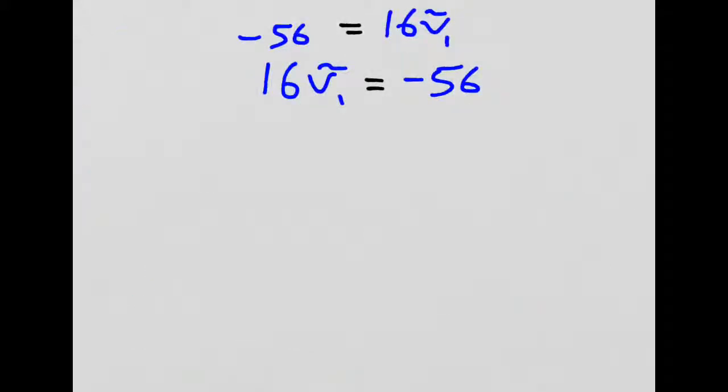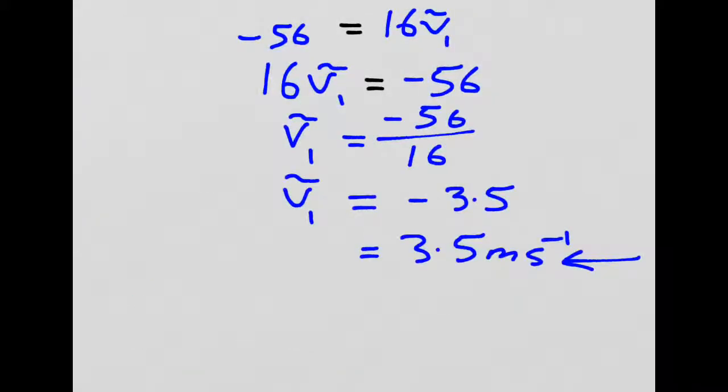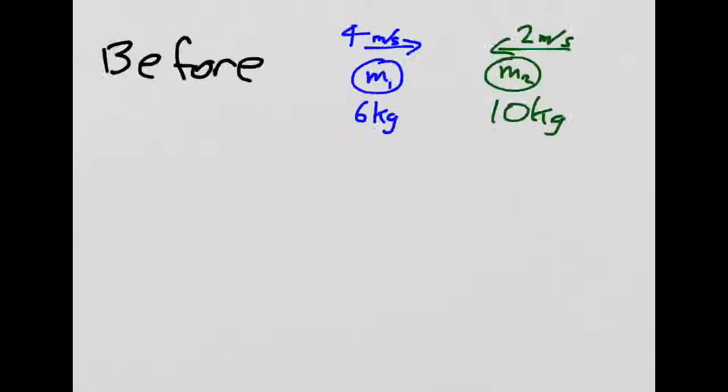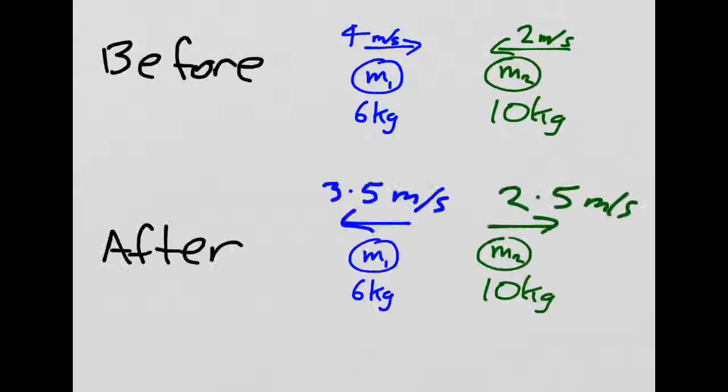We swap sides and we're left with v1 is negative 3.5, in other words, a velocity of 3.5 meters per second to the left. Now we have that earlier equation that v2 is equal to 6 plus v1. So we see that v2 is 2.5. So if these two particles collide with those velocities before the collision, then after the collision they bounce back with those velocities shown, and that's how you do it.